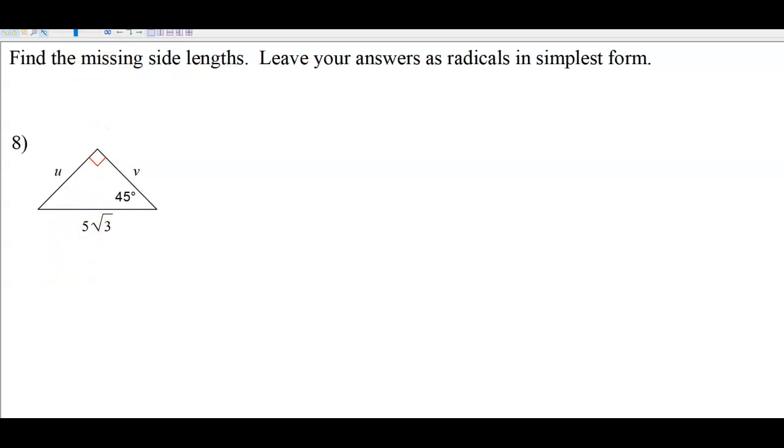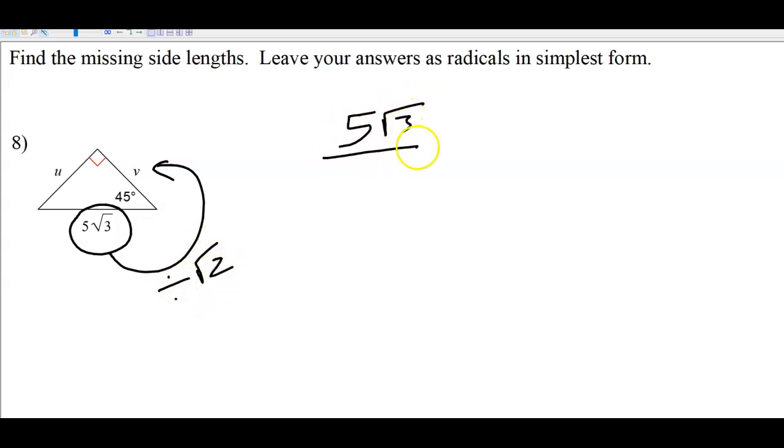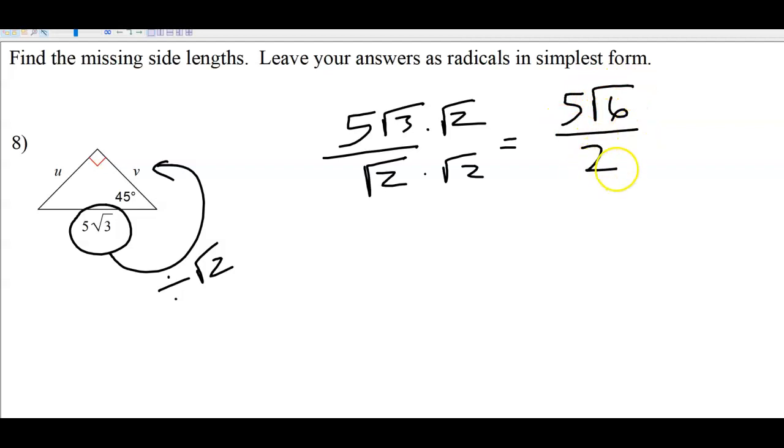All right. Well, we have a 45, 45, 90 right triangle, and they've given me the hypotenuse. And to get from your hypotenuse to a leg, you need to divide by the square root of 2. So I'm going to take 5 square root of 3, and I'm going to divide it by the square root of 2. Now, I don't like having square roots on the bottom, so I'm going to multiply the top and the bottom by the square root of 2, which gives me 5 square root of 6 over 2. And this square root does not simplify, so I'm done.